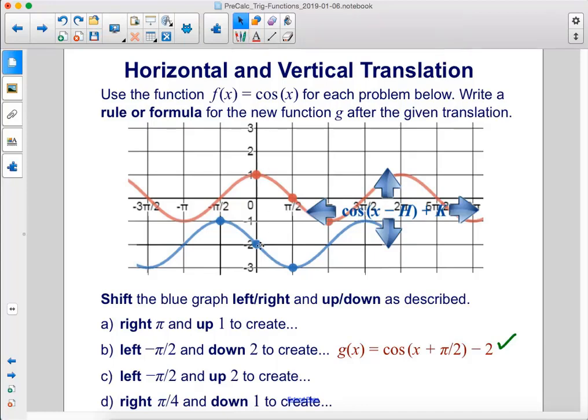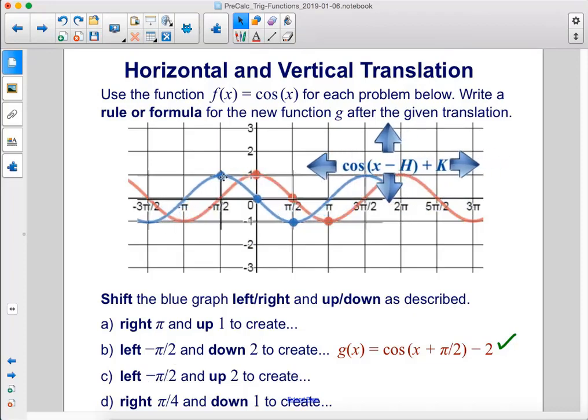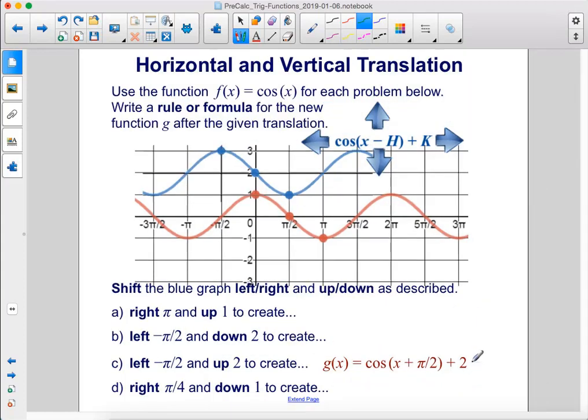Now we're moving back to the starting position. We're going to go left pi over 2 again. So like that, and then up 2. The equation for this is cosine of x plus pi over 2 like before, but then we're going up 2. So plus 2. And there we have it. Now let's move back to the starting position.